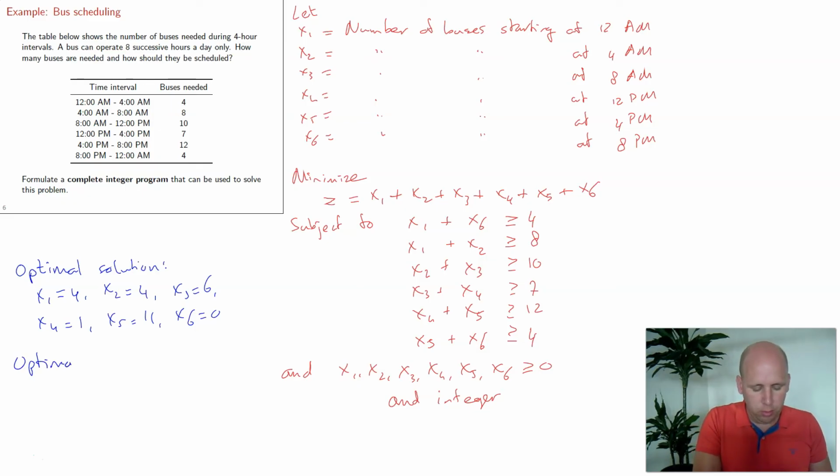The optimal value can also be added. So the optimal value to our problem is the total number of buses that we need. And if we go into Excel, then you see that that was the number 26. So this solves this problem.